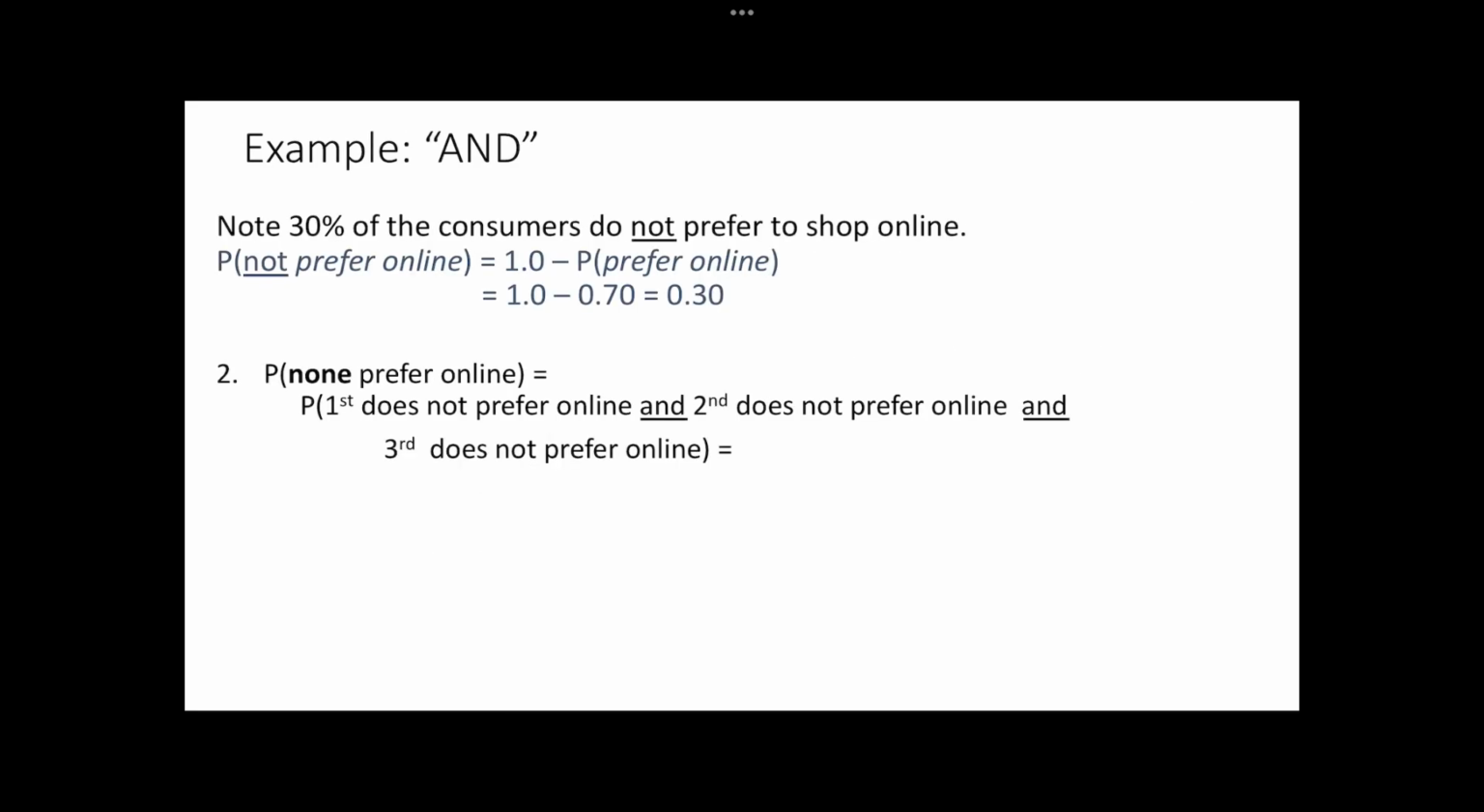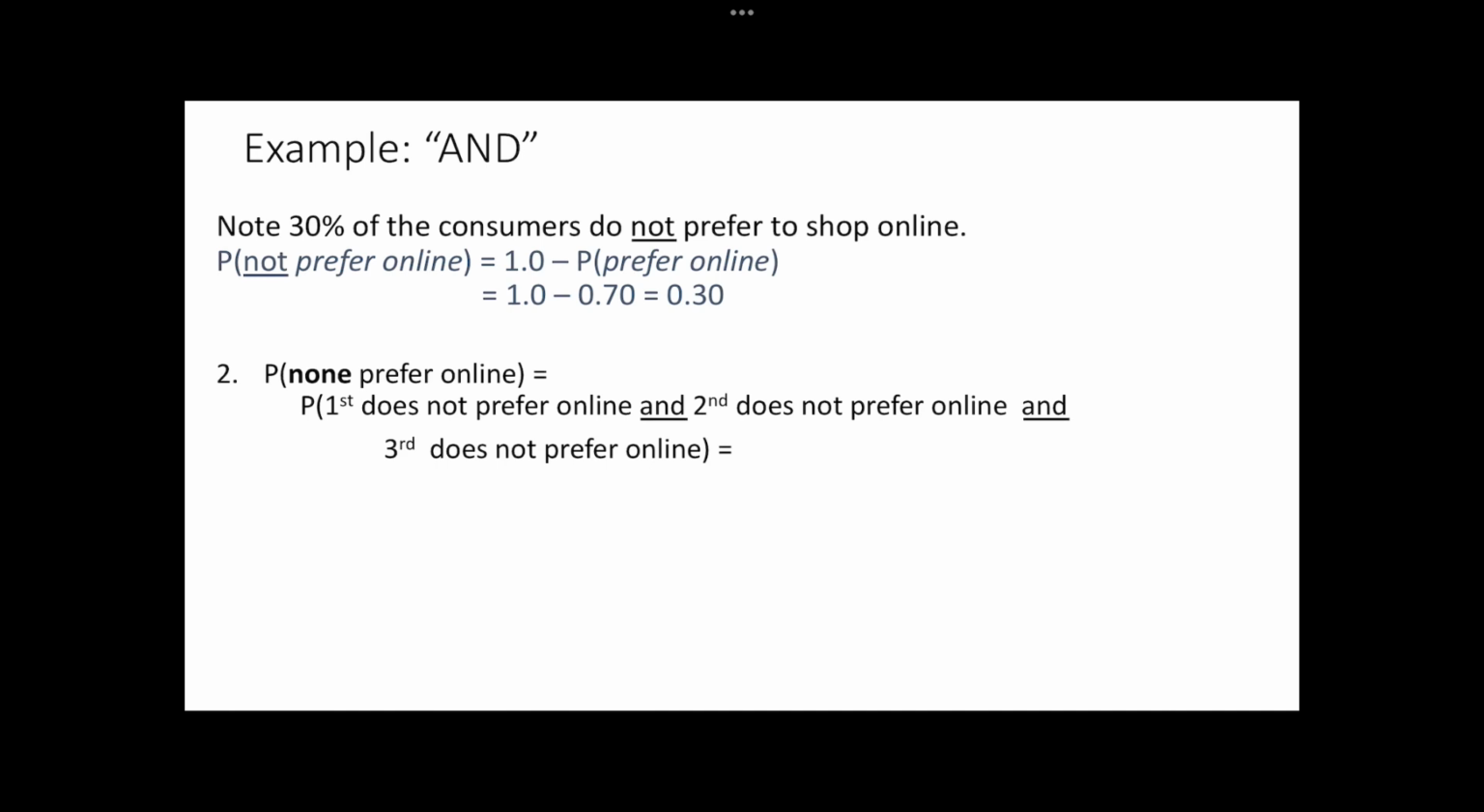What about the probability that none of them prefer to shop online? So to do this one, we first need to know what's the probability that a chosen customer does not prefer to shop online. Well, not preferring to shop online is the complement of preferring online shopping. So we can find that probability by taking 1 minus the probability that they prefer to shop online. So 1 minus 0.7, or 0.3, is the probability that a randomly chosen consumer does not prefer online shopping.